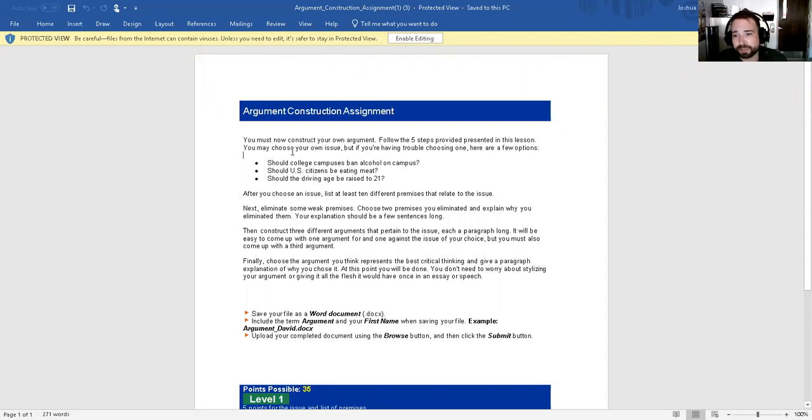So the first thing is you can come up with your own topic if you want. Just make sure that the topic you are selecting is a controversial issue, not one that most people agree with. It's got to be kind of a 50-50 split, or lots of different opinions on the thing. Or you can choose one of these topics.